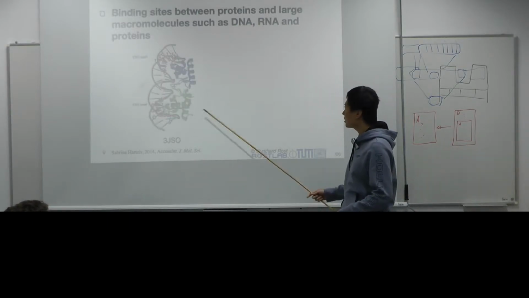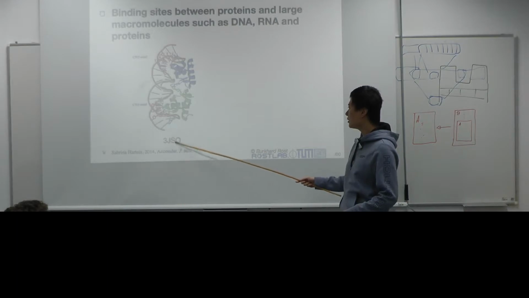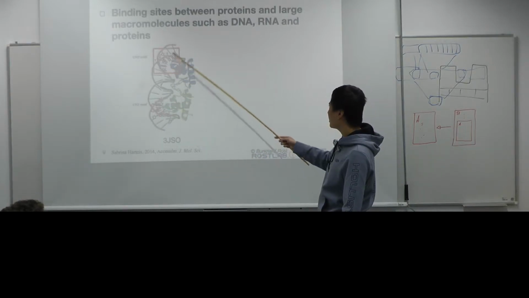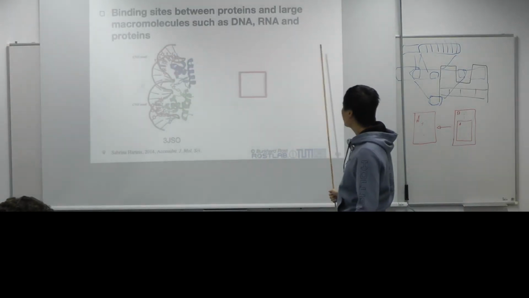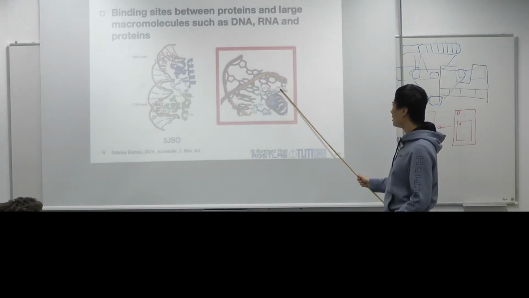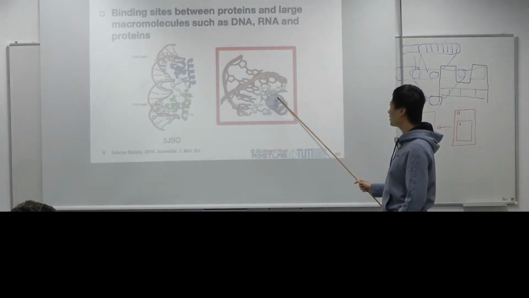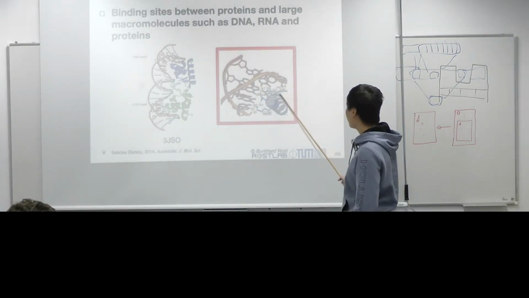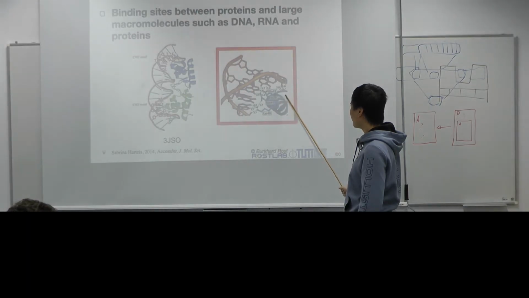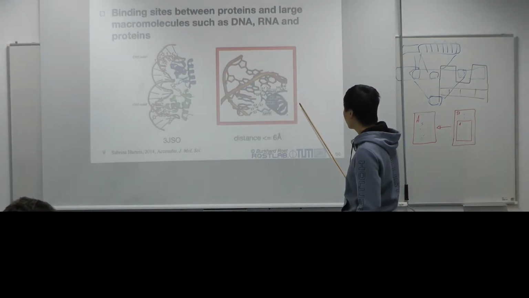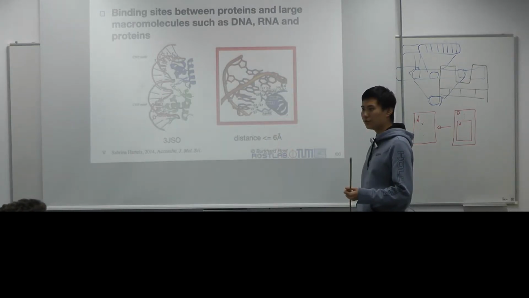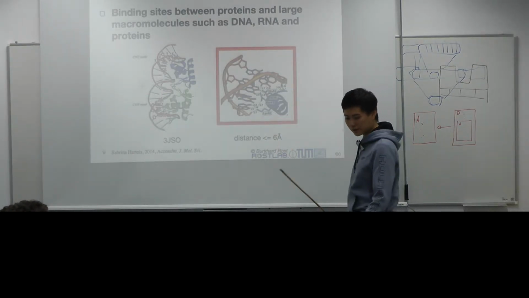So if this is an example, here is the PDB ID. Basically these are the protein sequence and this is the DNA chain. And if we take a look at this area, if we zoom in, we'll find some residues in the protein are very close to the DNA chain. Then we can define these residues as the binding sites on the protein. So in this study, I will use 6 angstrom as the distance threshold for the definition of the binding sites.